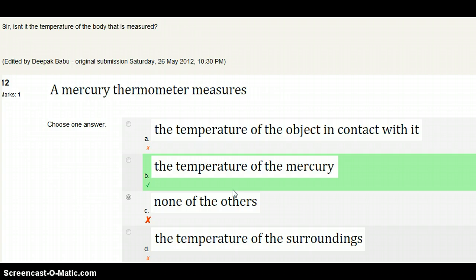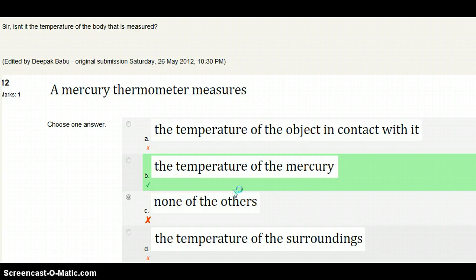The thing is, it's always measuring the temperature of the mercury. That is the only thing that is constant in all situations. There's the mercury in the thermometer, and it is measuring the temperature of the mercury. The thermometer is calibrated to tell you what the temperature of the mercury is.